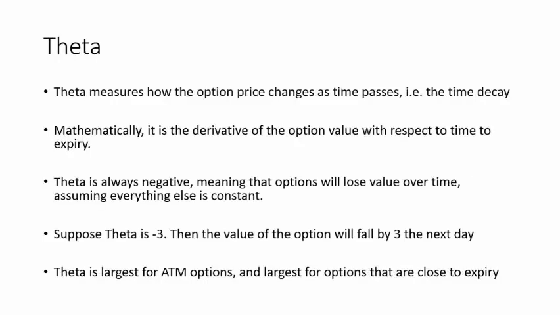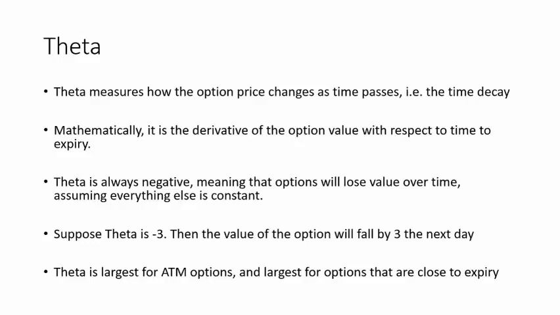The next Greek is called theta. Theta, I think, is one of the most misunderstood of the option Greeks, and I'm going to explain what it is and hopefully clarify some doubts that people often have on this. Theta measures how the option price changes as time passes. It's also sometimes called time decay. Mathematically speaking, it is the derivative of the option value with respect to time to expiry. So we are asking, how does the value of the option change as time to expiry passes?